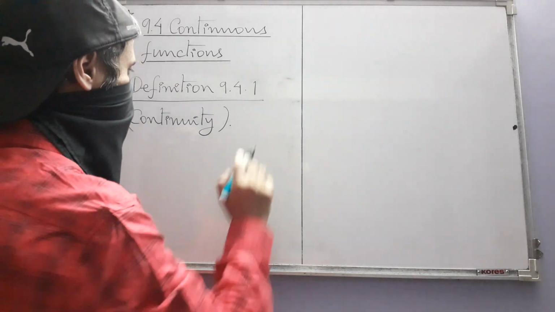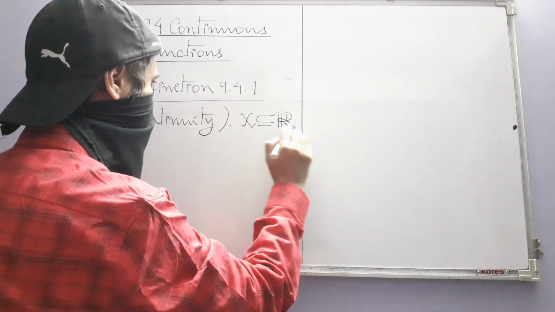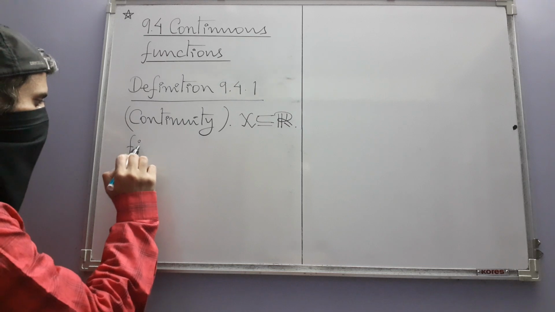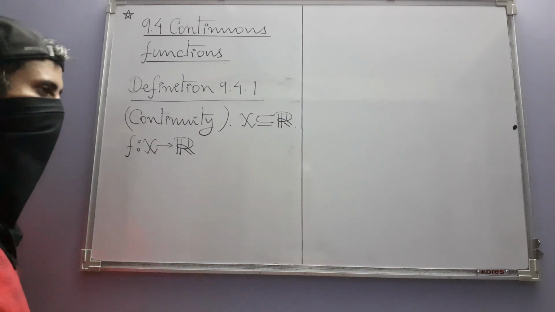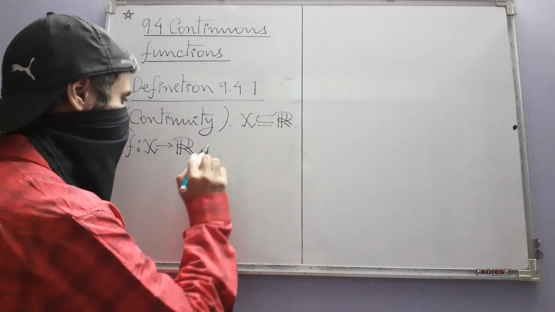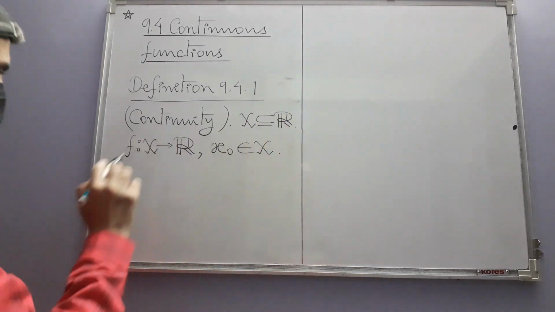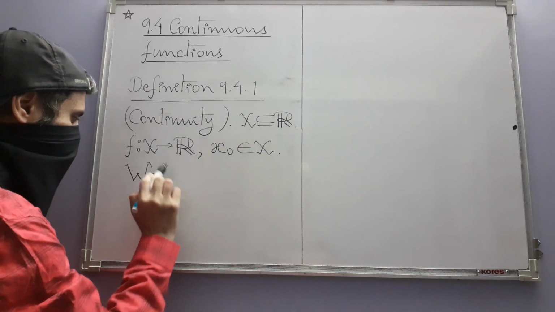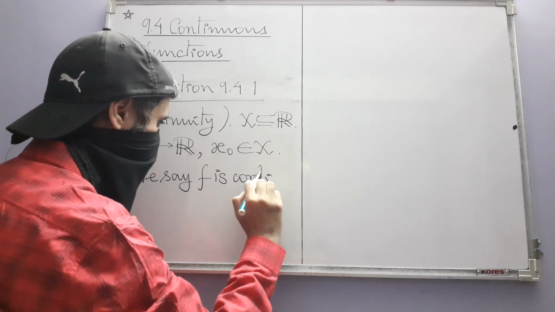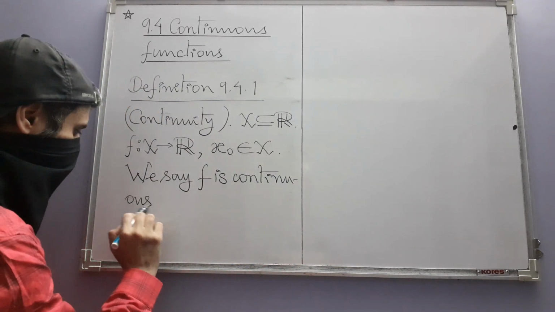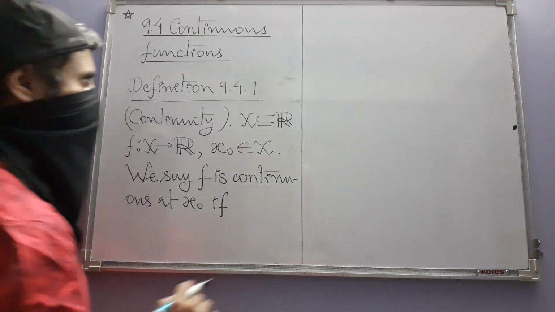So first we would need a function. So let x be a subset of R and let f be a function defined on x, that is, f has x as its domain. Also let x naught be a point in x. Then we say f is continuous at x naught if the following happens.